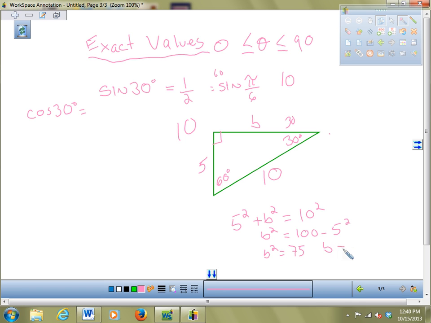Whether you remember this or not is up to you. B equals the square root of 75. This can be broken into the square root of 25 times the square root of 3, which is equal to 5 times the square root of 3. So this side has a lot of little math there, but this side over here is 5 square root of 3. So the ratio of the adjacent side to the hypotenuse is 5 root of 3 over 10, which reduces to square root of 3 over 2.